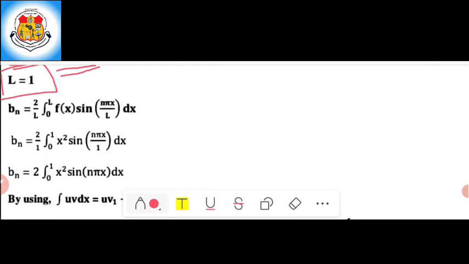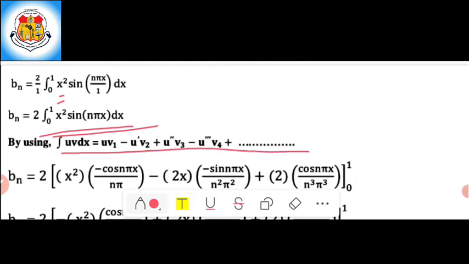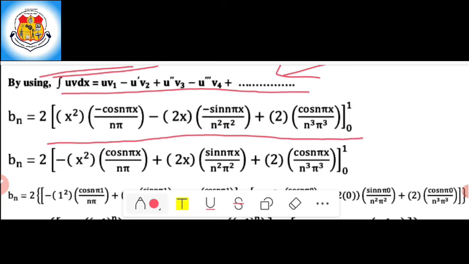So for bn, we write the formula for the Fourier coefficient: bn = (2/L) ∫ from 0 to L of f(x) sin(nπx/L) dx. We substitute the function x² and solve the integral: bn = (2/1) ∫ from 0 to 1 of x² sin nπx dx. Here to find the integration, we use the formula for the integration of u·v dx.